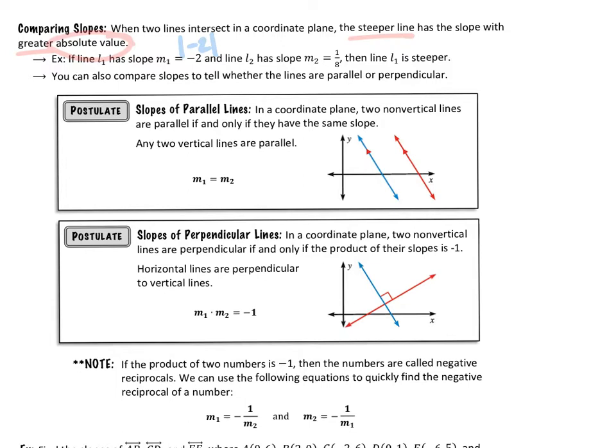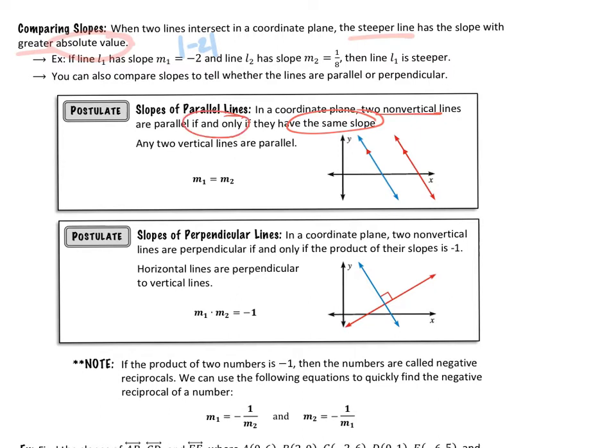So we can actually say that if lines have the same slope, in which case neither line is steeper, then they will never intersect, and so they must be parallel. So that's a postulate. We don't have to prove it. Two non-vertical lines are parallel if and only if they have the same slope.